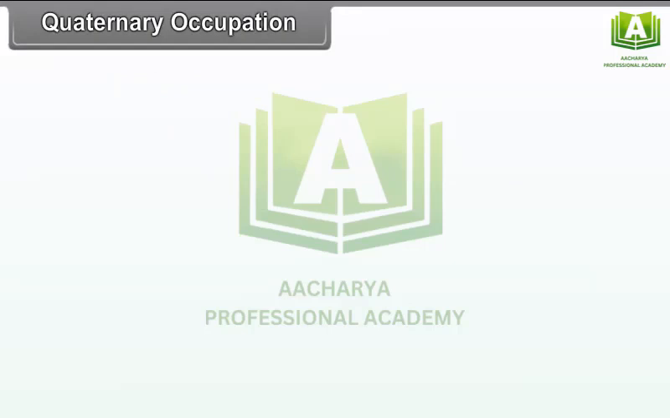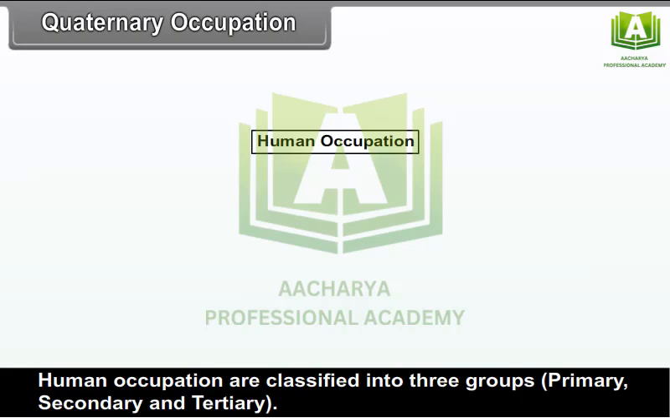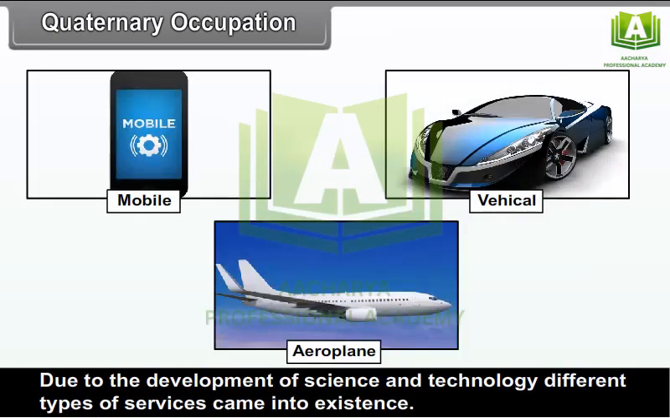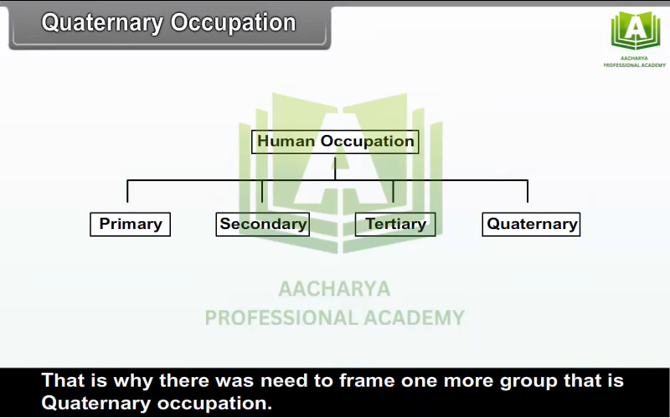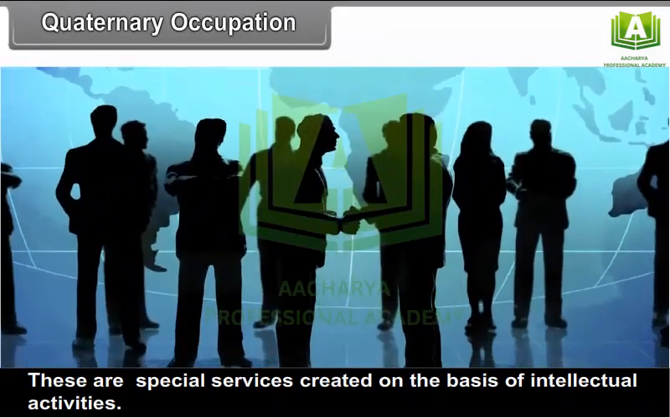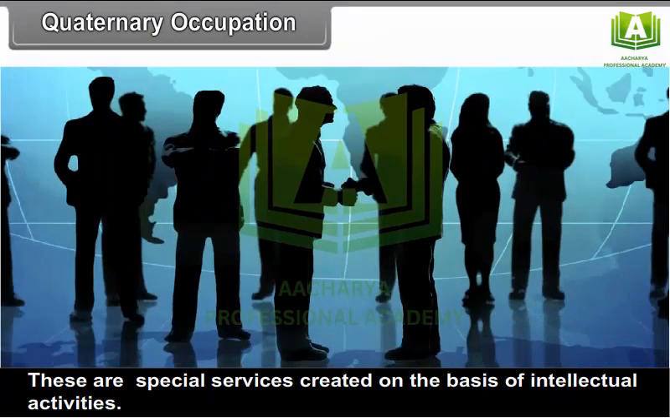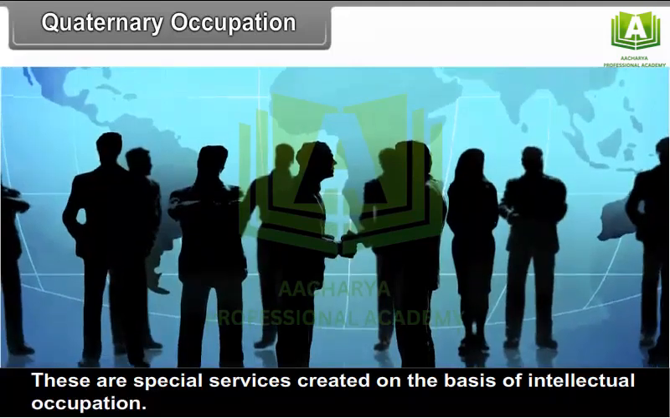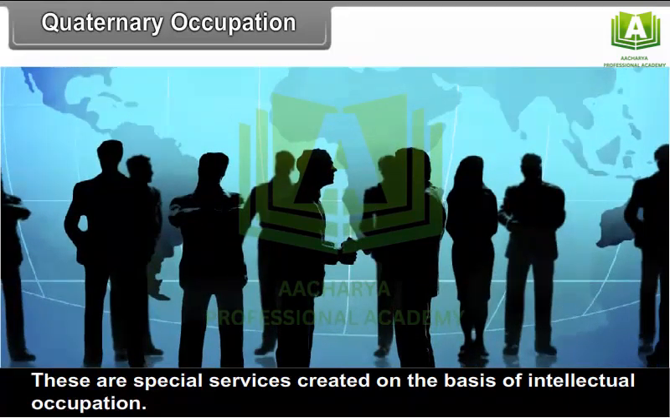Quaternary occupation. Human occupation are classified into three groups: primary, secondary and tertiary. Due to the development of science and technology, different types of services came into existence. That is why there was need to frame one more group, that is quaternary occupation. These are special services created on the basis of intellectual activities.